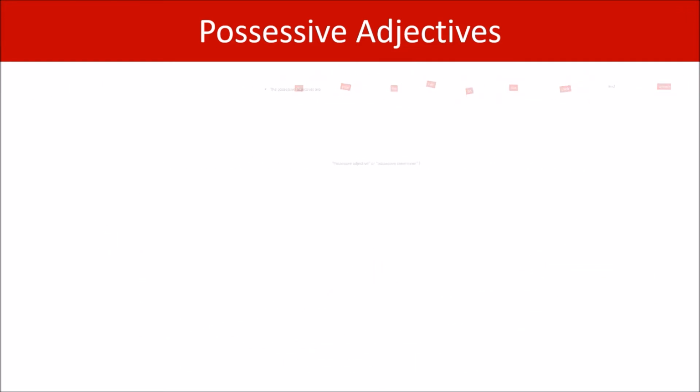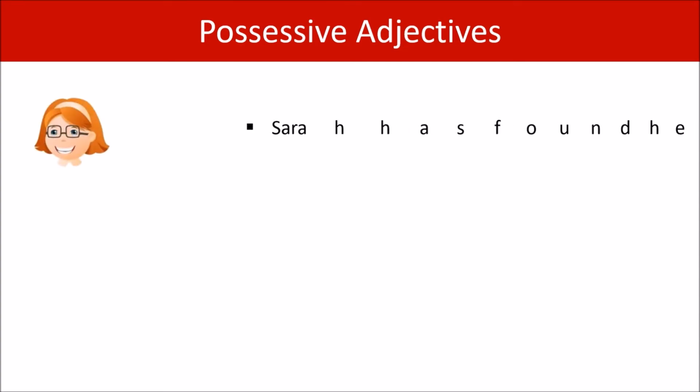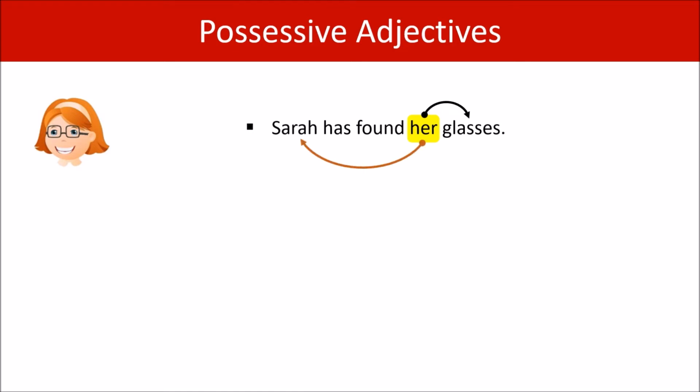We're going to talk a little bit more about determiners in a second, but for now, look at this sentence. Sarah has found her glasses. So here we have the possessive adjective her modifying the noun glasses. But look, the word her is representing Sarah. So the word her is a type of pronoun because it's representing a noun. And that's what pronouns do.